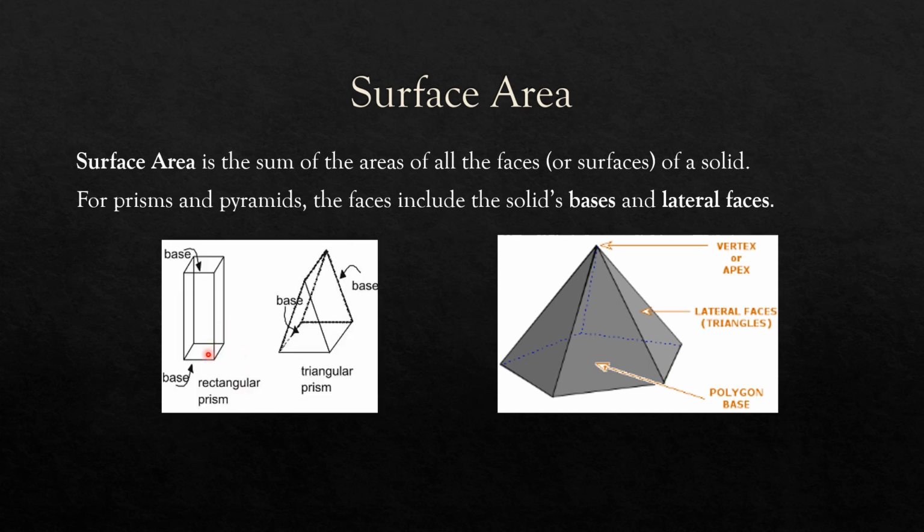Here for the prism, we have a base down here and a base up here, and then the sides that are also rectangles. That's the rectangular part of the rectangular prism. In a triangular prism, we have a triangle base and a triangle base over here. The lateral sides are then still rectangular.